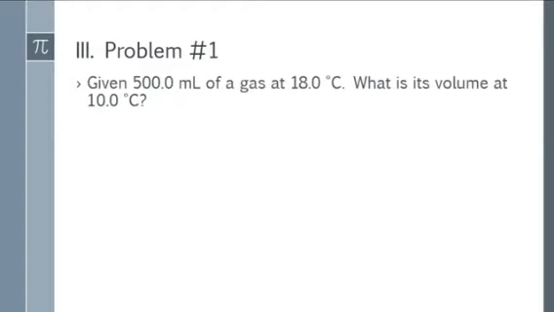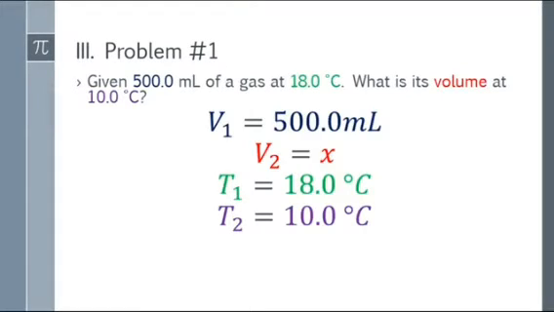So let's start with the first problem. Given mo ay 500 ml of a gas at 18 degrees Celsius. What is its volume at 10 degrees Celsius? Okay, first one, lagay mo lahat yung given. Ang V1 natin dito ay 500 ml kasi ito yung original. So, hinahanap dito yung V2. Lagay ko na siya as X. T1, ito yung original temperature, that will be 18 degrees Celsius. At magiging 10 degrees Celsius now. So, that will be T2. So, color-coded naman siya to guide you.